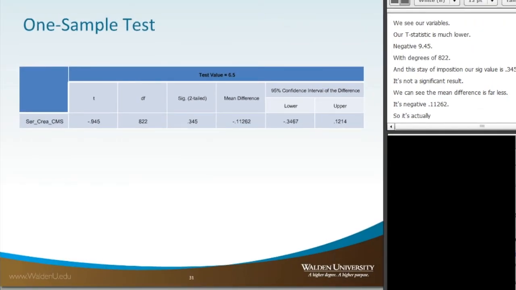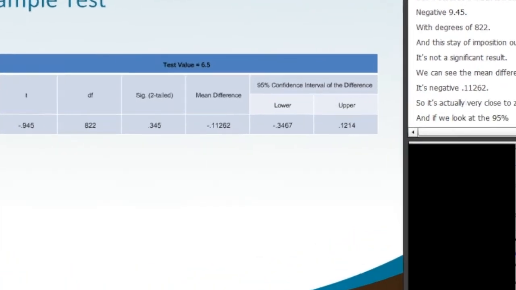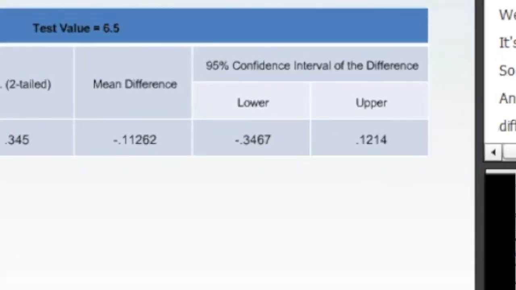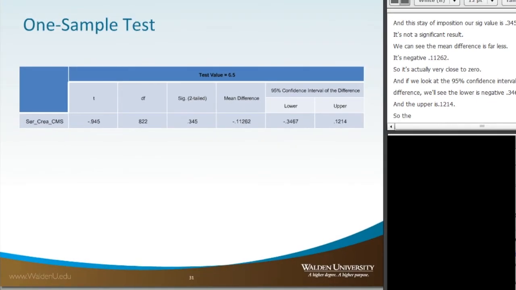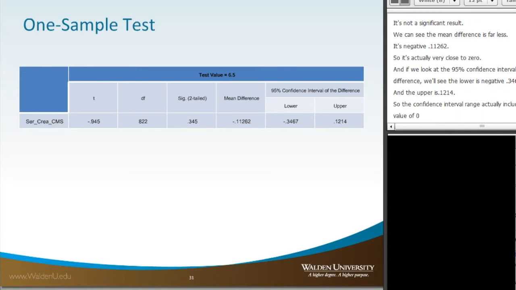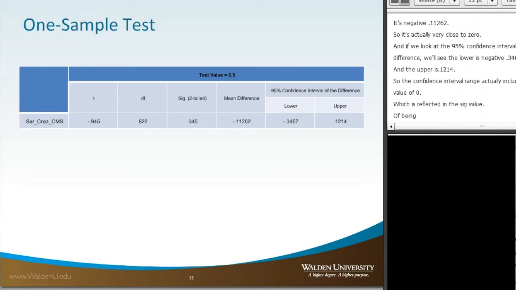And if we look at the 95% confidence interval of the difference, we'll see the lower is negative 0.3467, and the upper is 0.1214. So the confidence interval range actually includes the value of 0, which is reflected in the sig value being non-significant at 0.345.